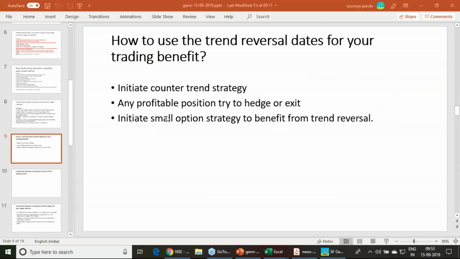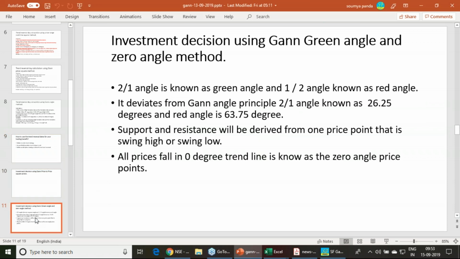Initiate counter trend strategies. Any profitable position, try to hedge or exit. So initiate a small option strategy to benefit from the trend reversal date impacts that I have told. How can we initiate investment decisions?